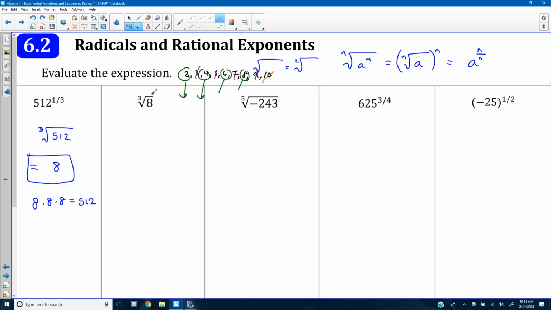Okay, this problem seems a lot easier. The cube root of 8. Well, it's 2. It's 2 times 2 times 2. And I'm not going to say much more about that problem. That's it. All right, the 5th root of negative 243. All right, well, now we're cooking.